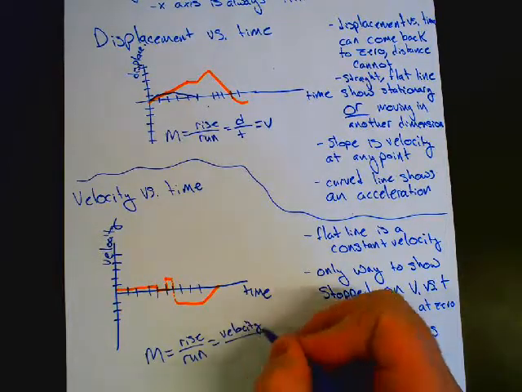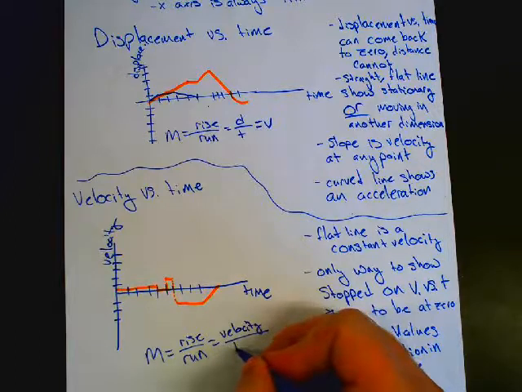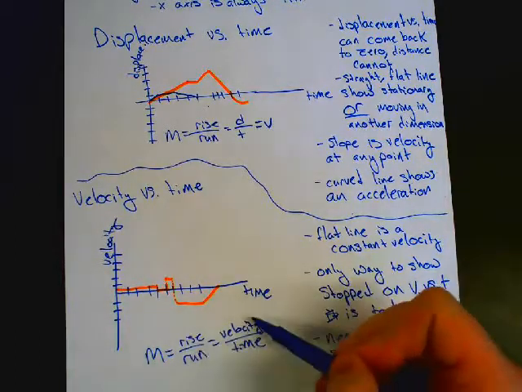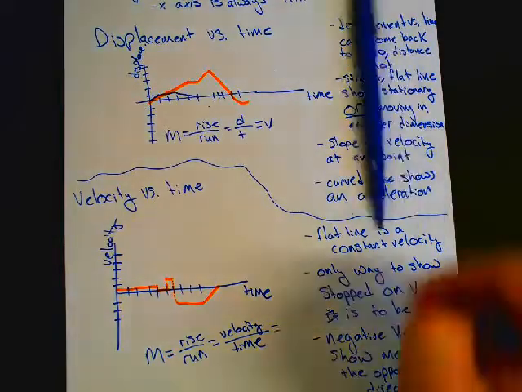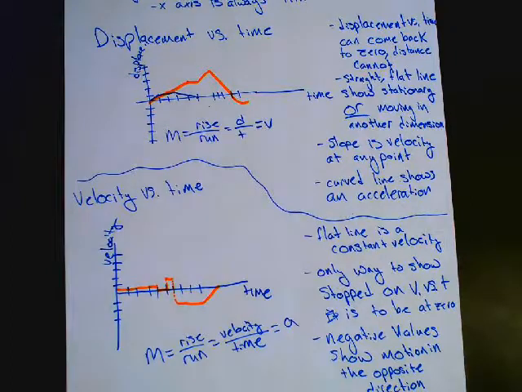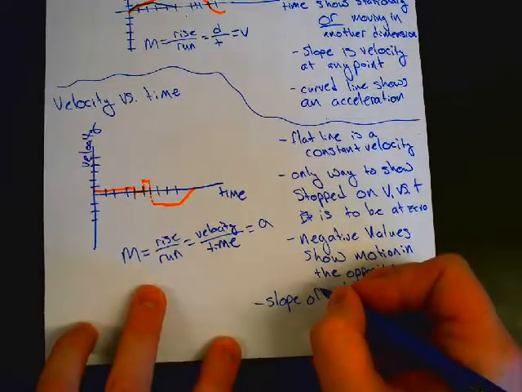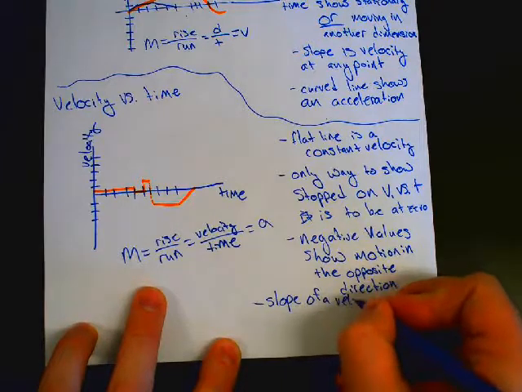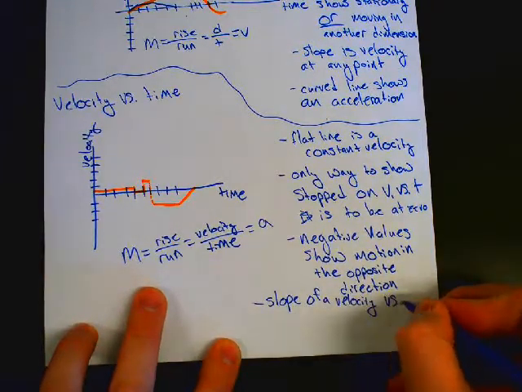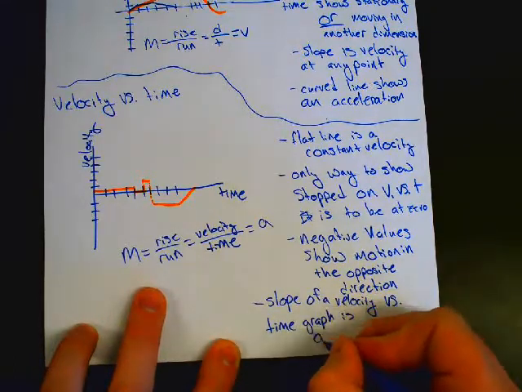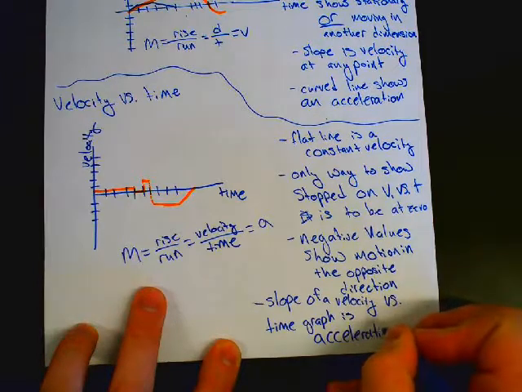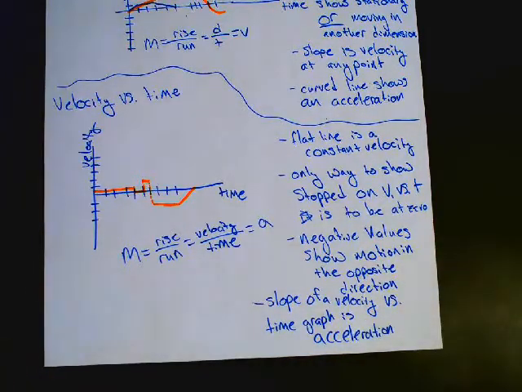What is my x-axis, or my run? So rise, or velocity over time. What's velocity over time? Acceleration. So what's the slope of a velocity versus time graph? Acceleration. The slope of a velocity versus time graph is acceleration. All right, questions about either of these two graphs that we just worked through?